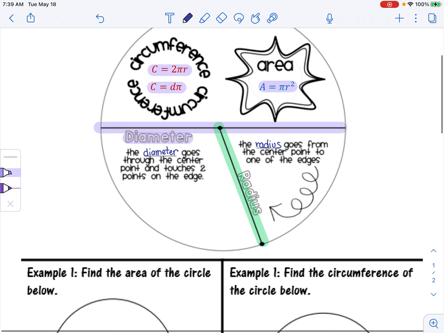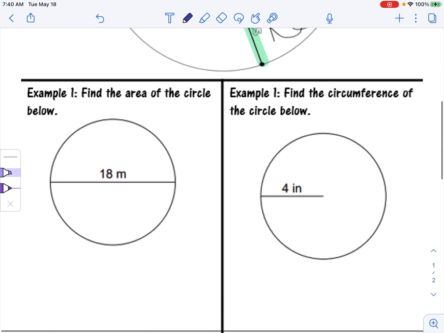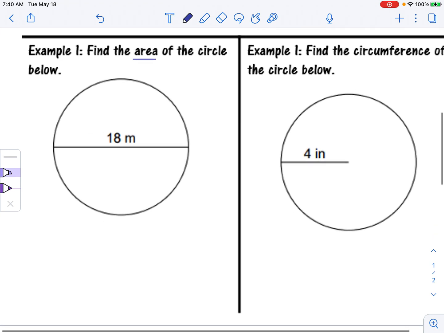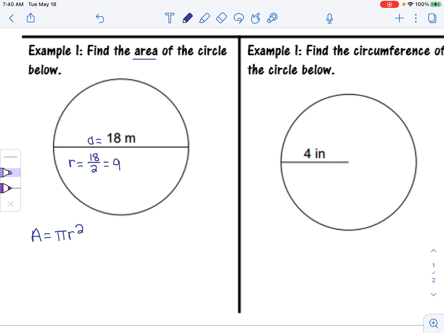Okay, so let's look at our first example. It says find the area of the circle below. Again, our area formula was pi r squared. Currently we're given the diameter. To find the radius, we're going to take 18 and divide it by 2 because we only want half of it. So our radius is 18 divided by 2, which is 9.